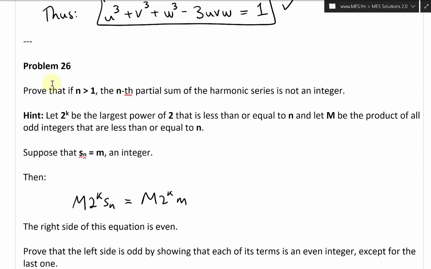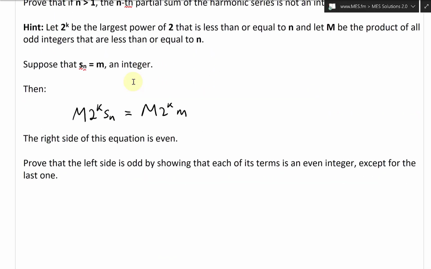Problem 26 states, prove that if n is greater than 1, the nth partial sum of the harmonic series is not an integer. And remember, the harmonic series is just 1 over n. The summation of 1 over n, where this is a p-series where p equals 1. Just remember that.